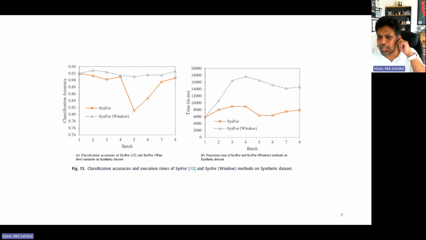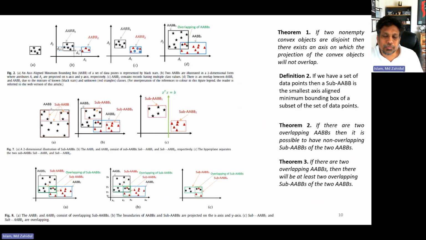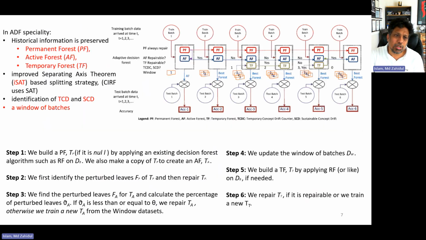And here are some experimental tests that show that having the batch window actually helps in getting a better, more accurate forest. Remember, we had 3 batches of data all the time. We are carrying the most recent 3 batches of data in case we need to build a temporary forest. So we showed that yes, that actually is useful. Now here is the thing that we used, the improved separating axis theorem.